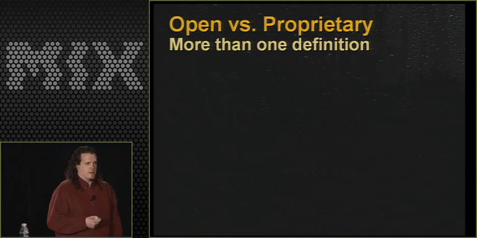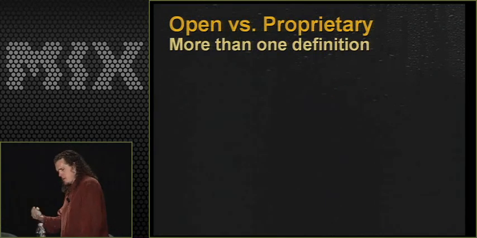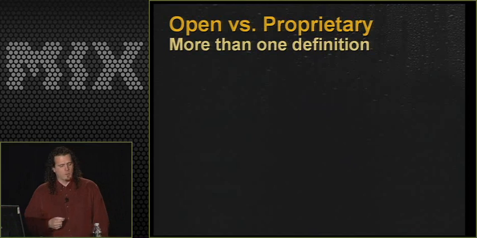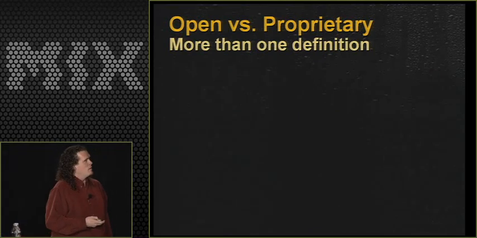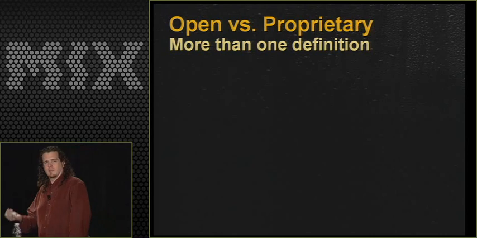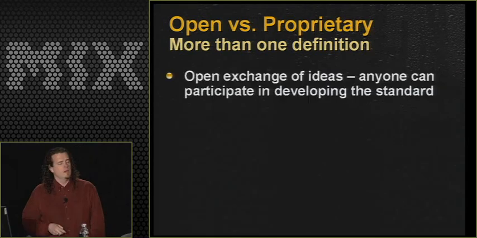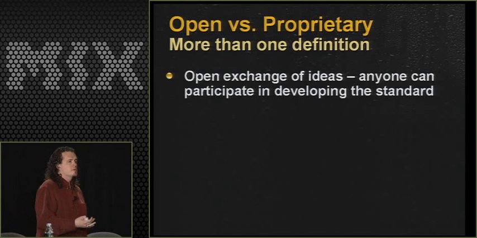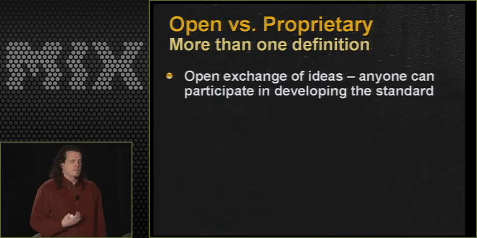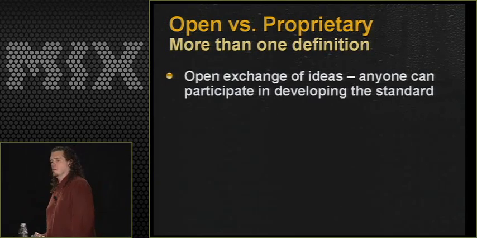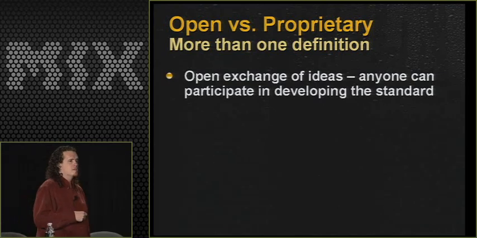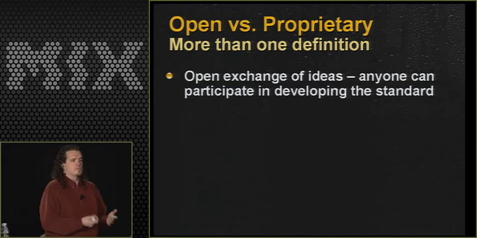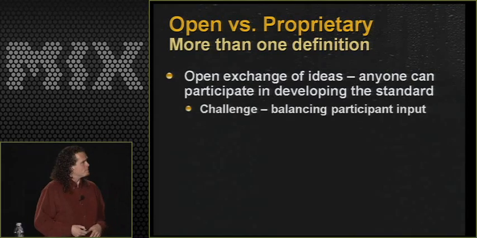So open and proprietary. As I started thinking about open and how I would define open, I realized very quickly there's actually two different definitions, and they're not really hard linked. They're sort of related in a sense, but they're very different. The first and most obvious one is open exchange of ideas, right? Openly developed. More than one person, more than one group actually participated in developing the standard, and if anybody wanted to, they could jump in and help develop it as well.